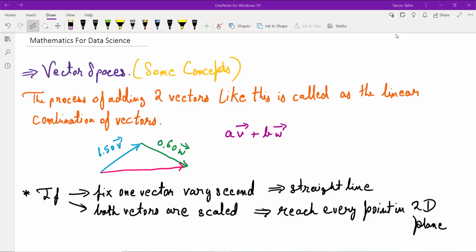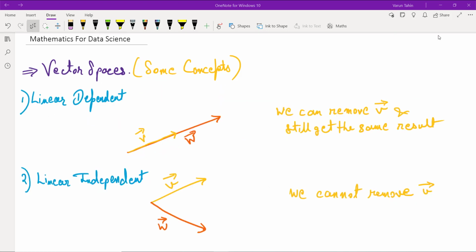So we have seen this diagram earlier also, where we are adding two vectors. So the third vector, which is represented by this line, is the combination of these two vectors, and if we fix one of the vectors and vary the second freely, we will get a straight line formed like this, and if both the vectors are allowed to scale, we can possibly reach every point in the 2D plane.